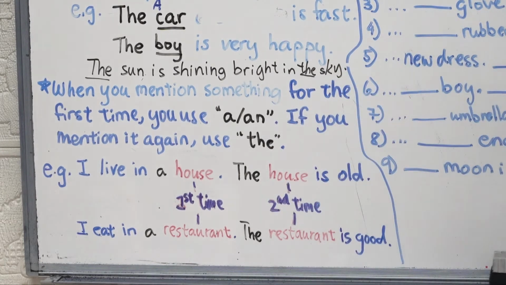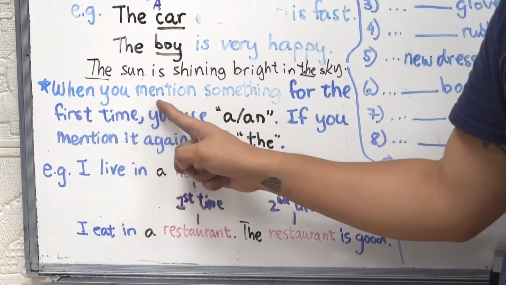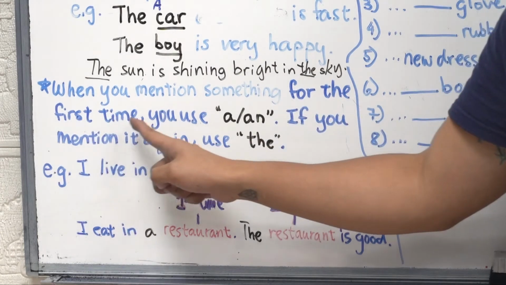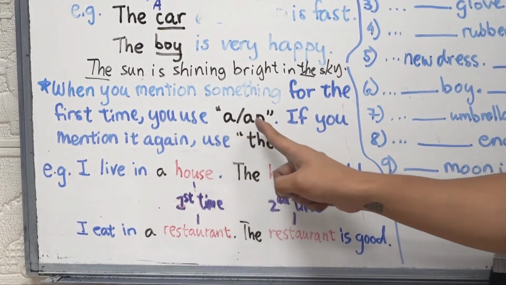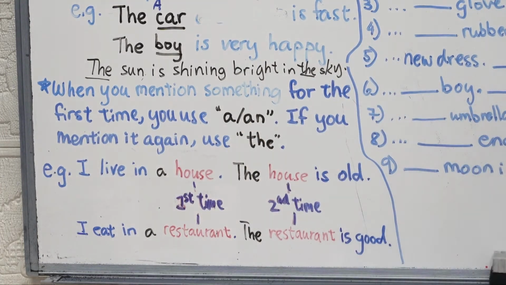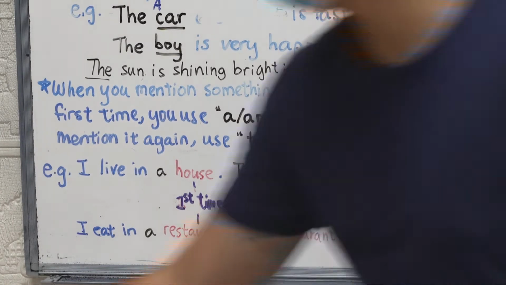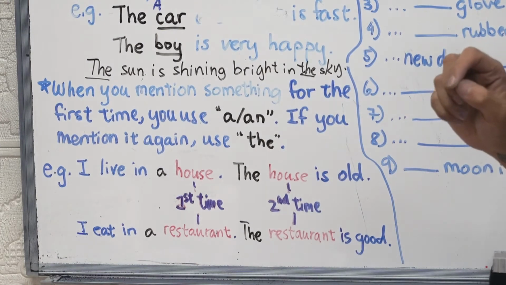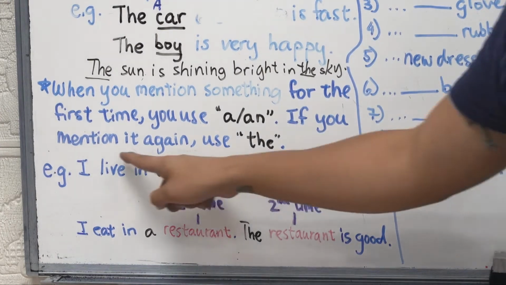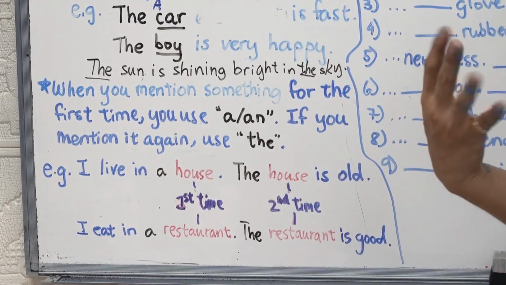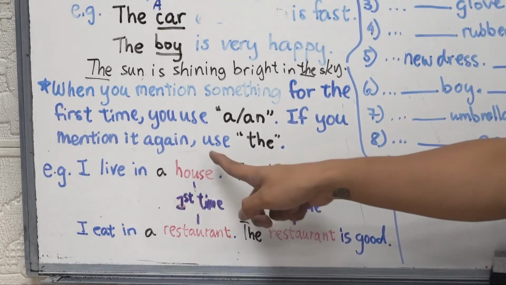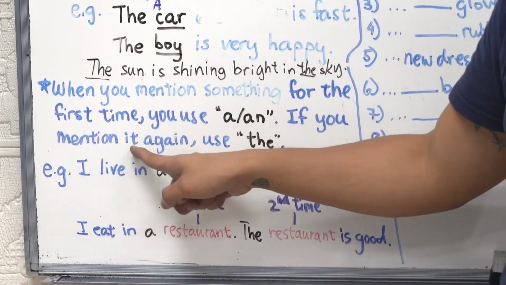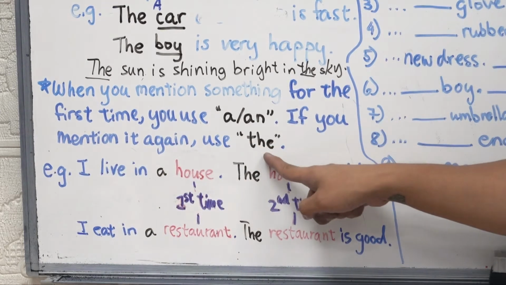The example that I gave you was, when you mention or talk about something for the first time, you use a or an. For the first time, you use a or an. But if you mention it again, the second time, or the third time, or the fourth time, you use the. If you mention or talk about it again, use the.